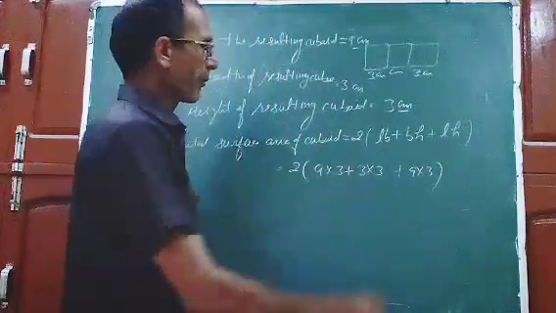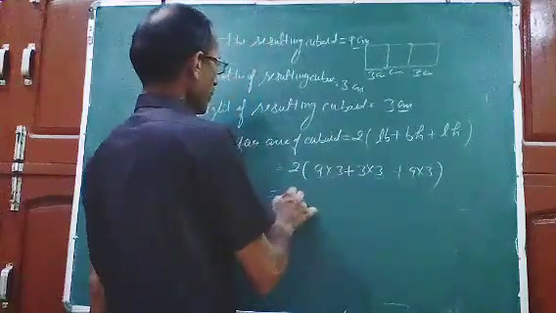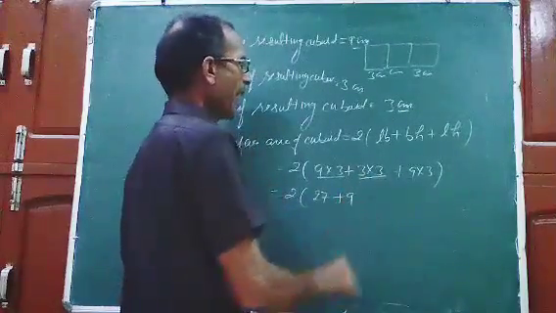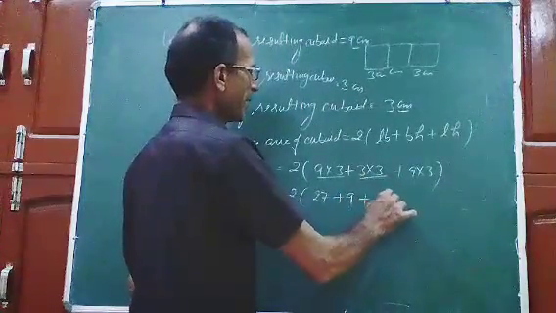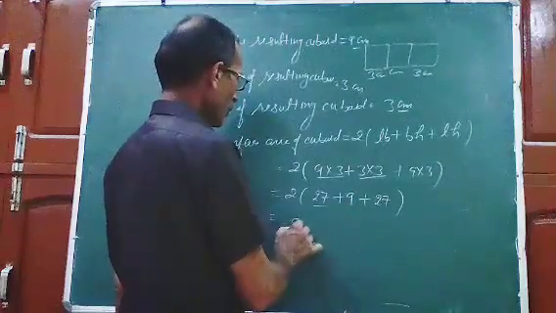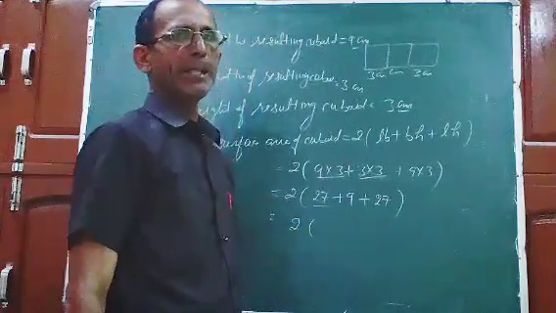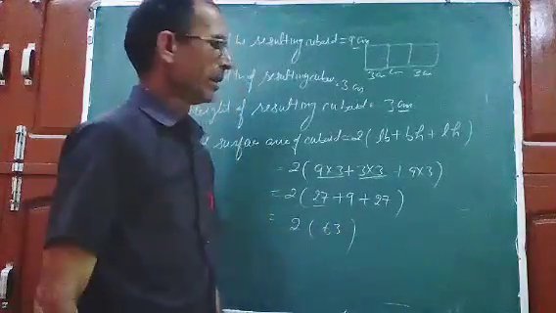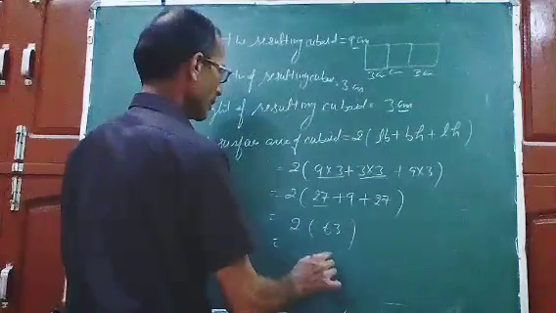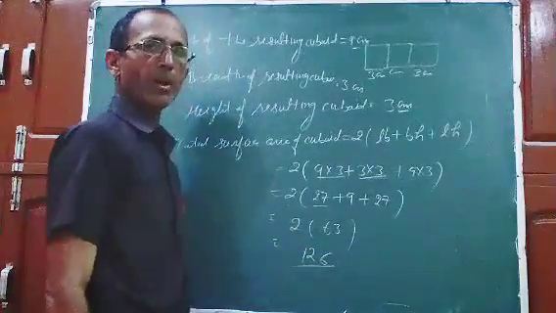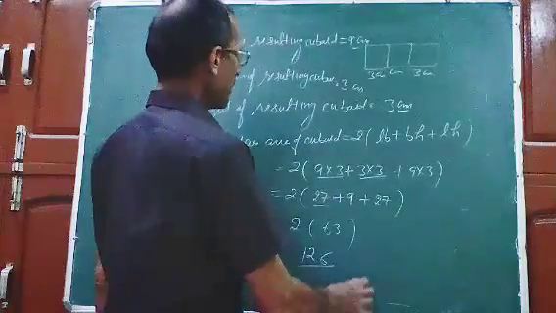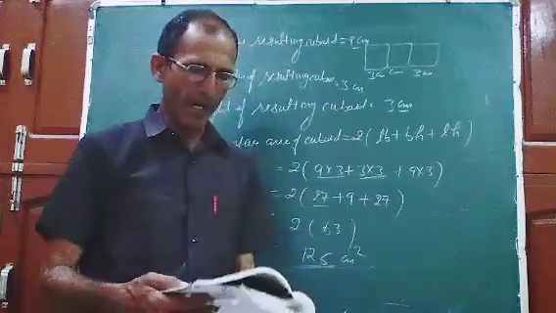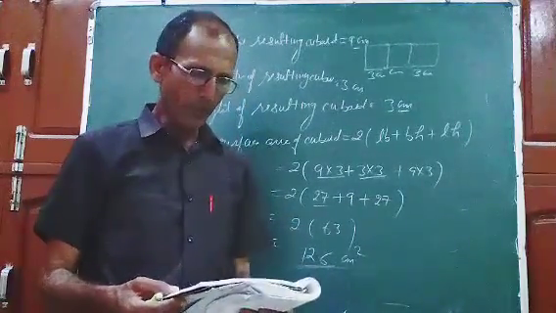According to the rule, first solve the bracket. 9 multiplied by 3, 27. 3 multiplied by 3, 9. 9 multiplied by 3, 27. So add them. 2 into (27 plus 27 plus 9), 54 plus 9 will be 63. 63 multiplied by 2, 126. Area is always calculated in square unit. So it will be 126 square centimeter. So this is the total surface area of the resulting cuboid.